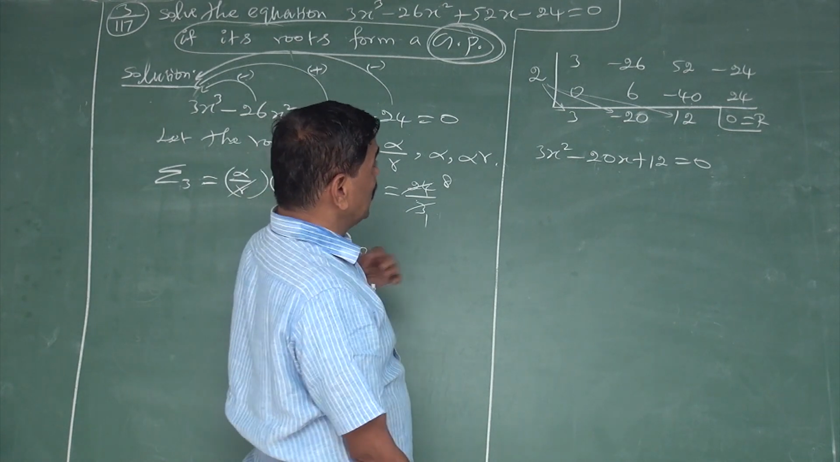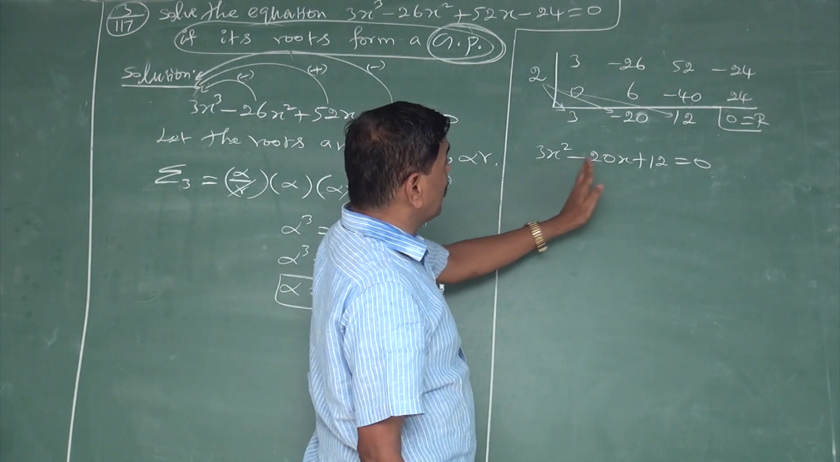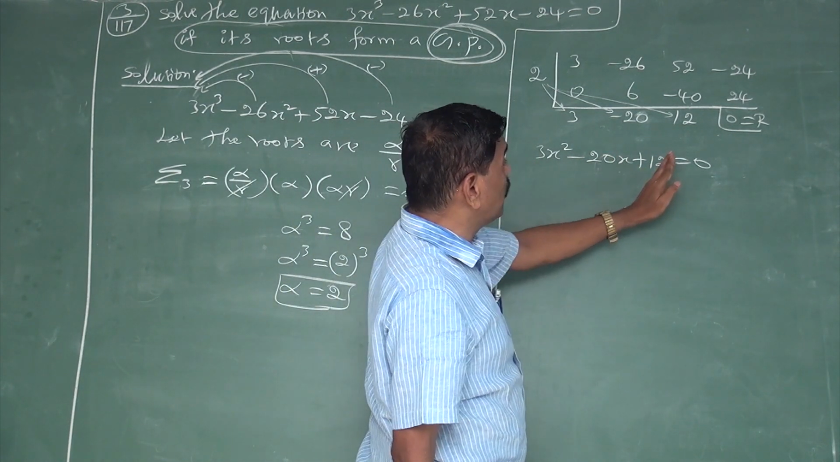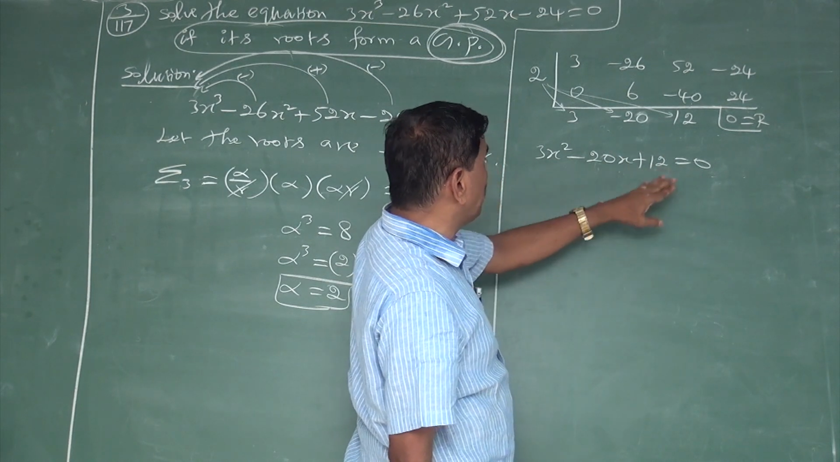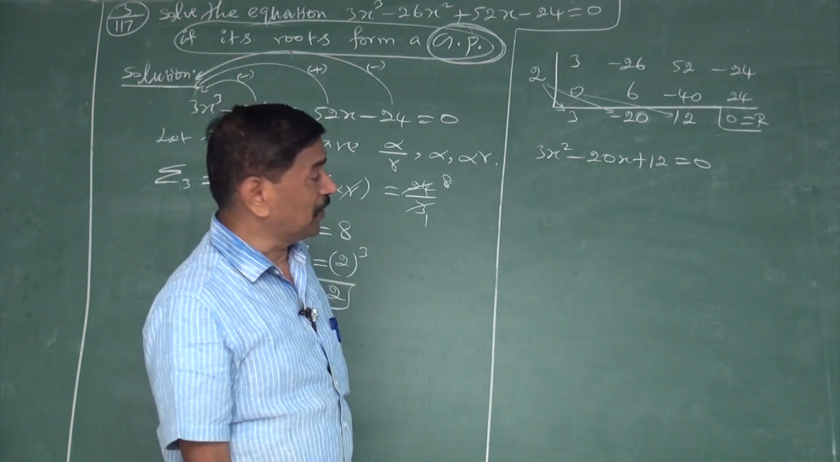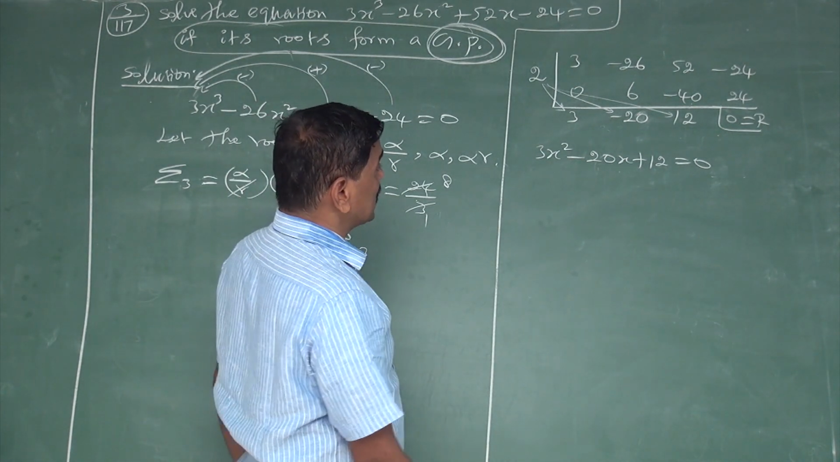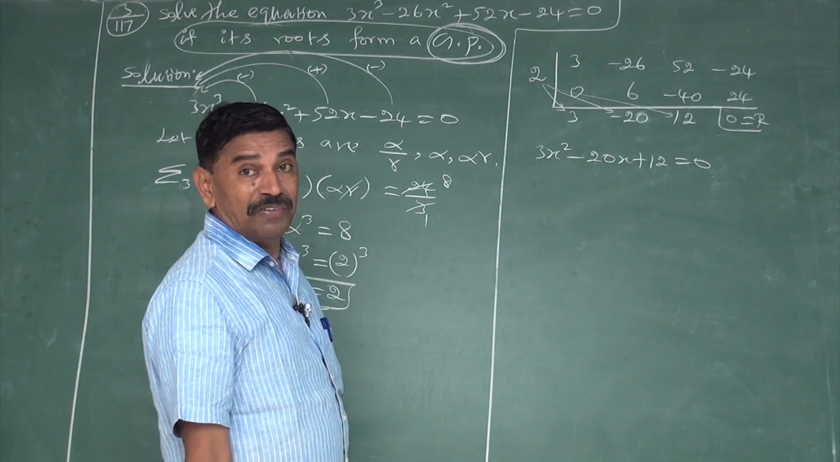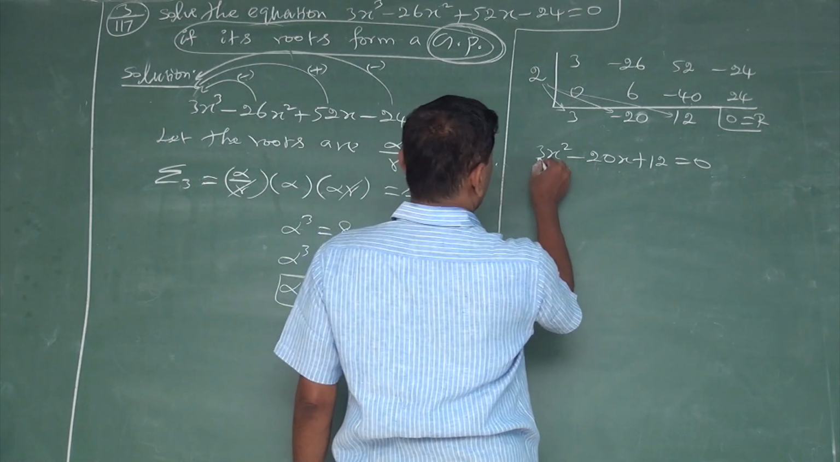Here 3 is a prime number, and 20 and 12 may be divided by 2, that is an even number. But 3 is a prime number, so there is no common factor for this. Next, factorization. Let us use the factorization method.